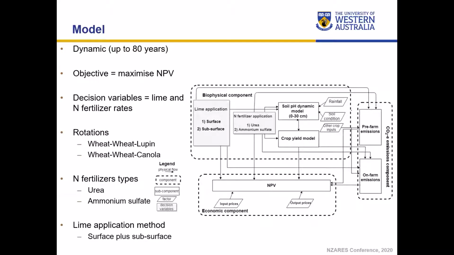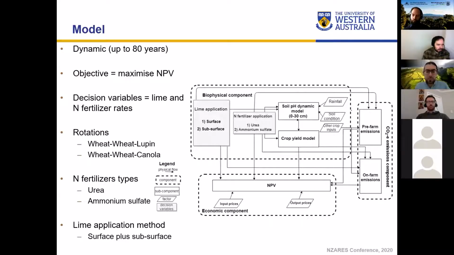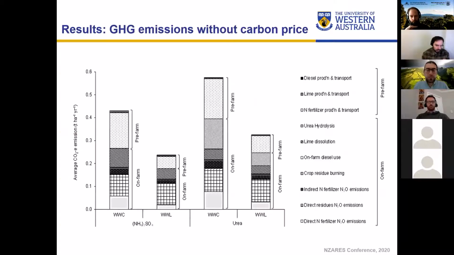We adjusted this model for 2 crop rotations, wheat with lupin and wheat with canola, and for 2 nitrogen fertilizer types, urea and ammonium sulfate, where ammonium sulfate has more acidification effect than urea. And the lime application method was set to be surface plus subsurface.